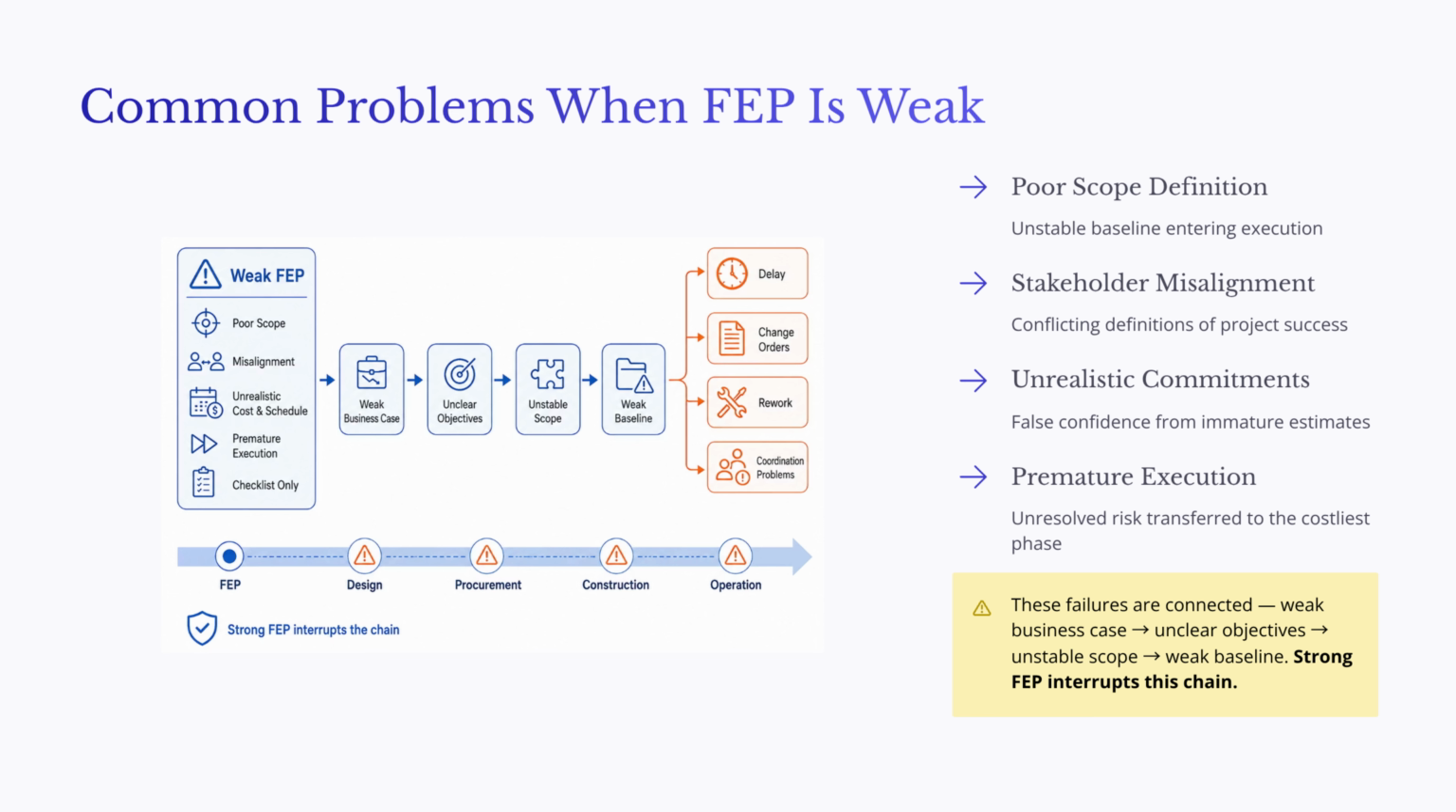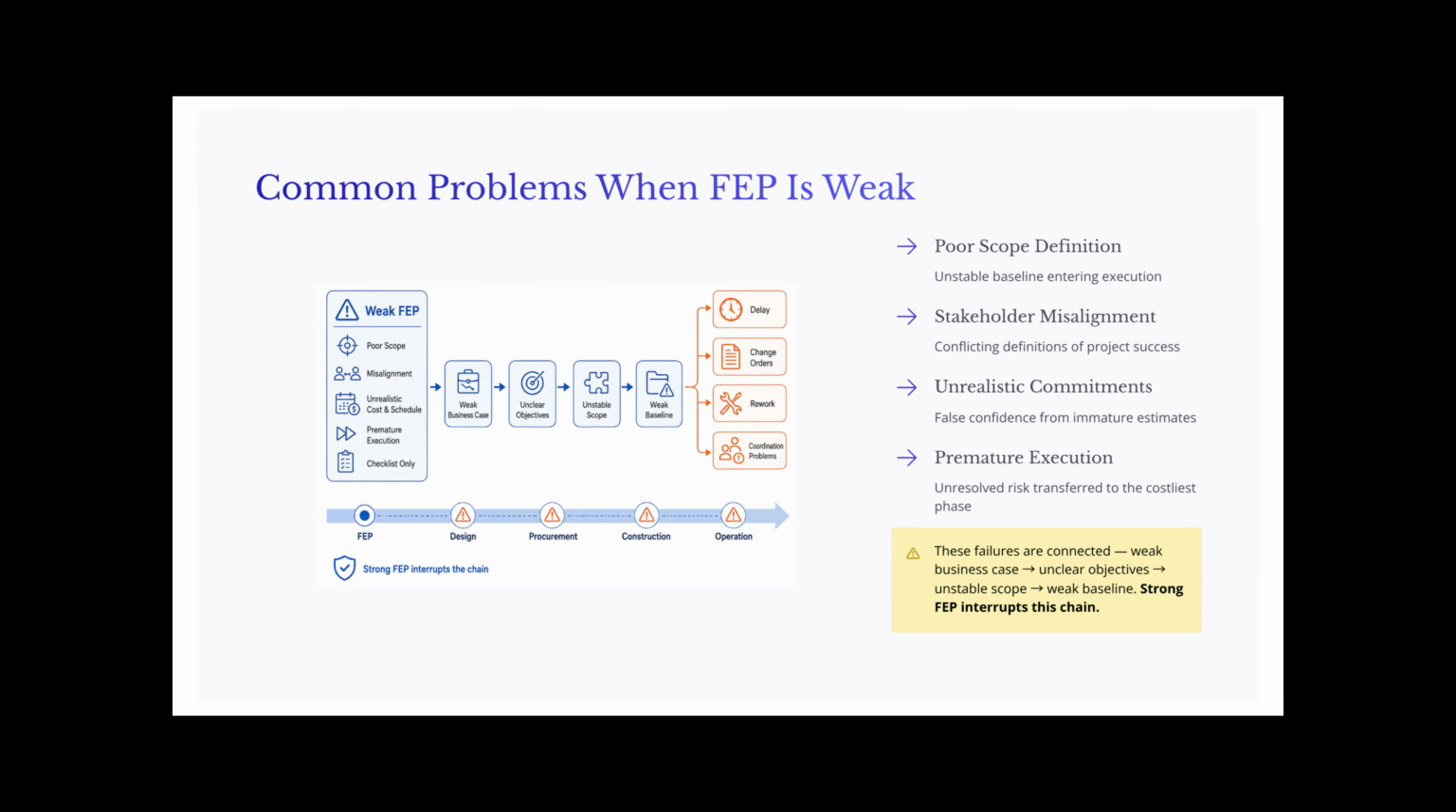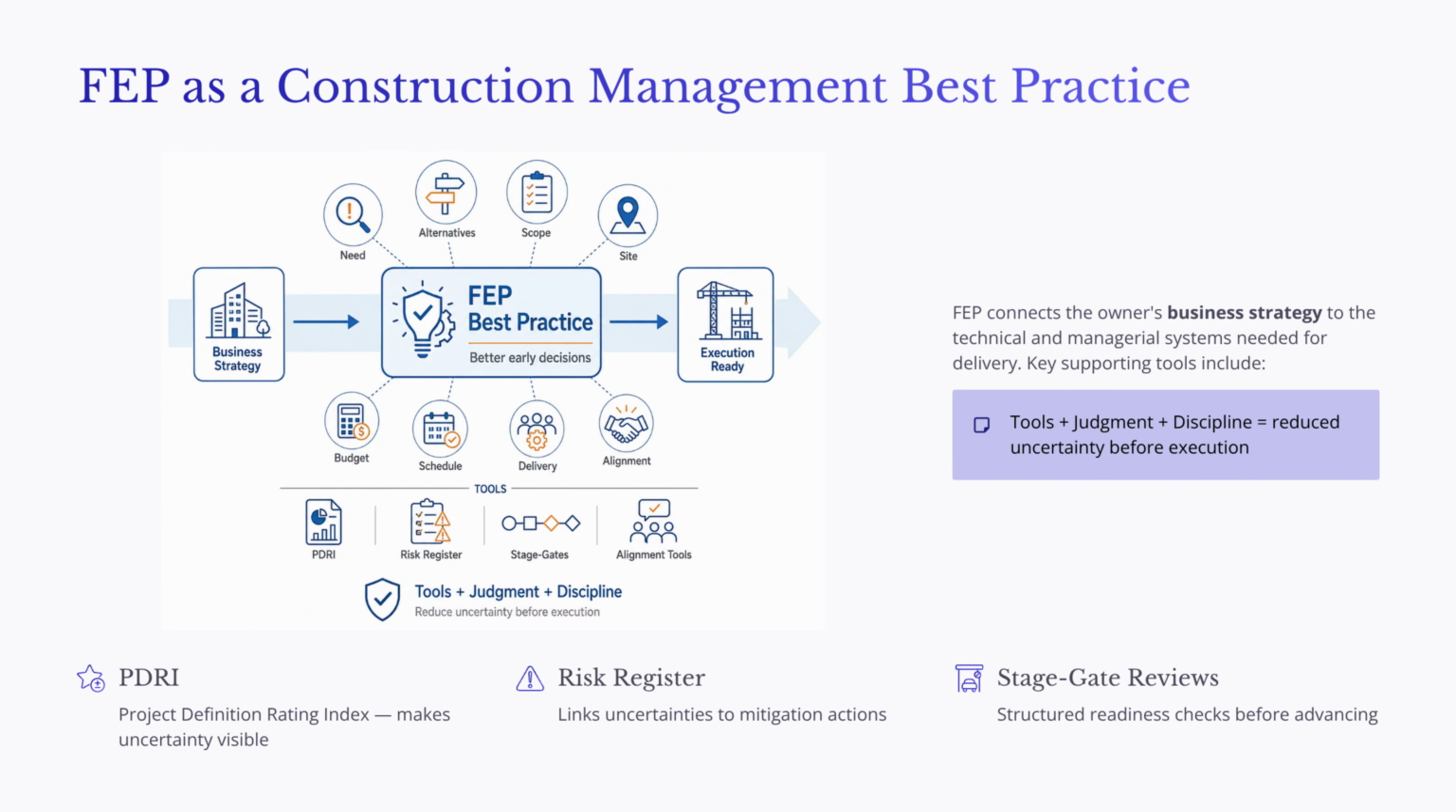These problems are connected. A weak business case can lead to unclear objectives. Unclear objectives can lead to unstable scope. Unstable scope can weaken the estimate, schedule, delivery strategy, and control baseline. Strong FEP interrupts this chain by forcing important decisions to be made while the project can still respond to them. Front-end planning is a construction management best practice because it improves the quality of early decisions and reduces the chance that major risks will be discovered after the project is already committed.